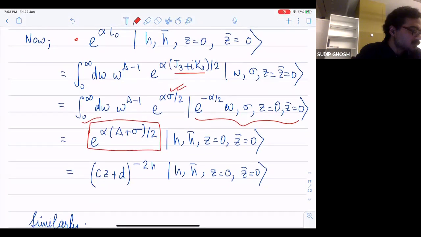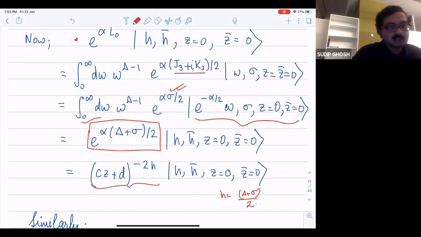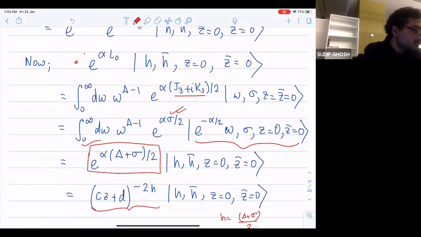What I showed a couple of pages ago is that this e to the power alpha is given by cz plus d to the power minus 1. So basically this is given by cz plus d to the power minus 2. Then we use the definition that h is given by delta plus sigma by 2. At the end of the day, what you get is this guy. So this was the action of e to the power alpha L naught.